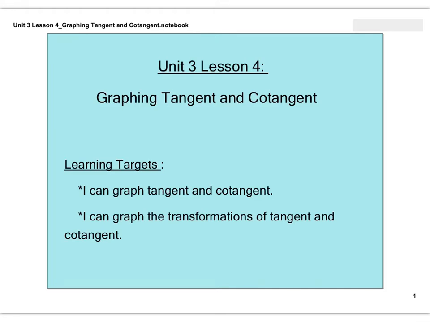Snowbeck. Today we're going to do Unit 3, Lesson 4, and we're going to learn how to graph tangents and cotangents. So hopefully by the end you can say you can graph cotangents and tangents, and that you can graph the transformations of tangents and cotangents.